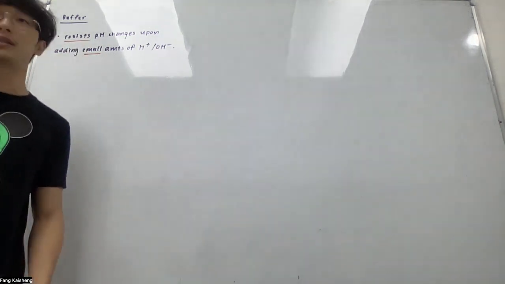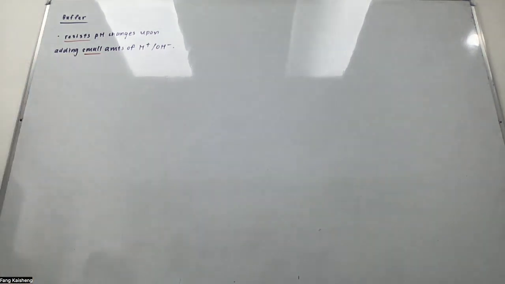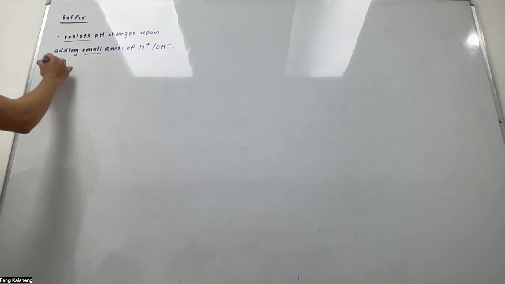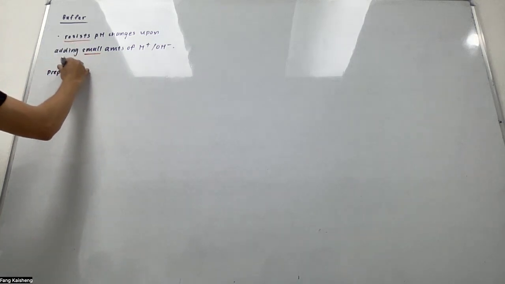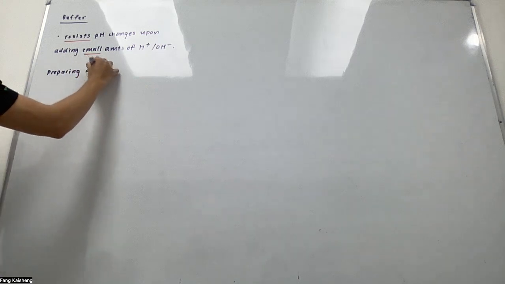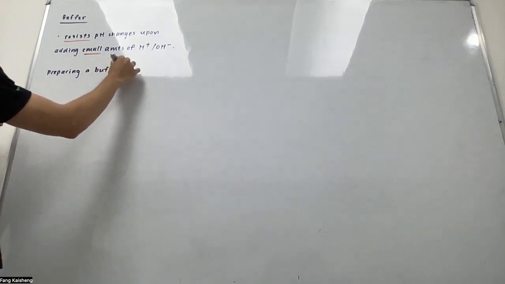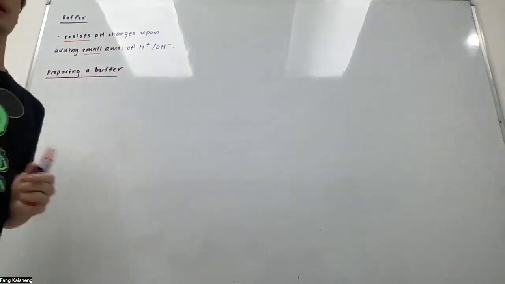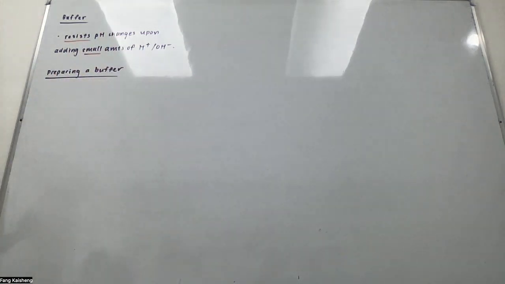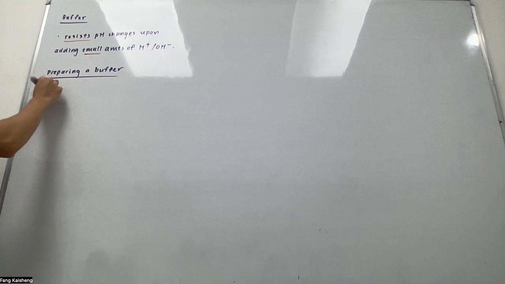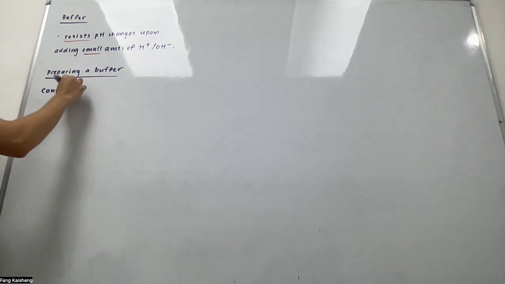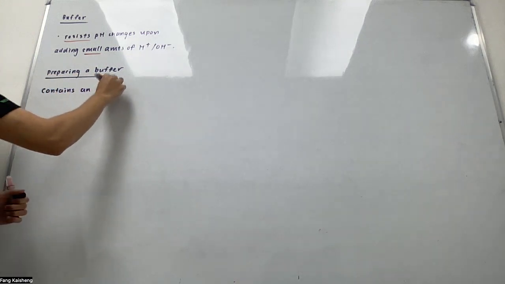Next, we're going to understand, at the bottom of page 29, what a buffer actually is, how to prepare a buffer, and how a buffer resists pH change in the first place. Let's put that question at the back of our heads first. You can think about it: what does it do to the H+ or OH-? First of all, you must understand a buffer contains an acid-conjugate base pair.